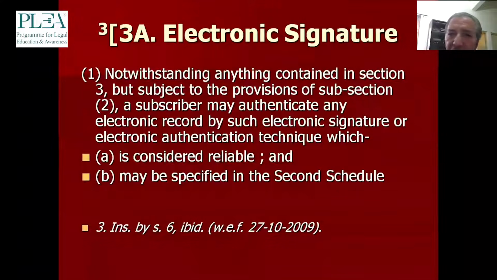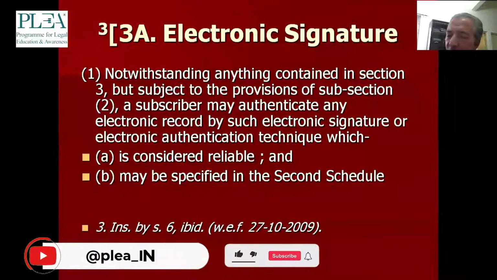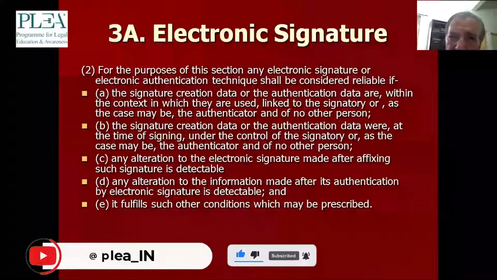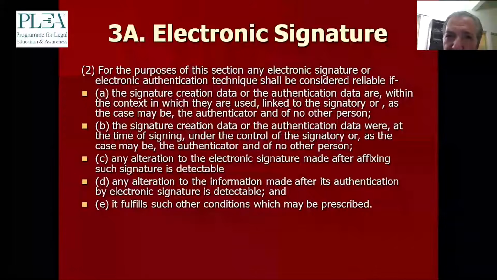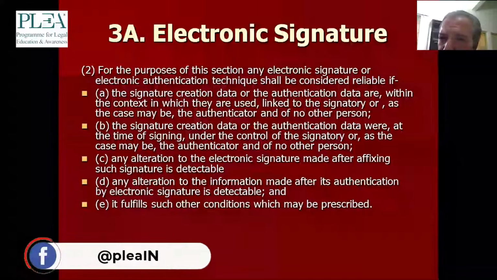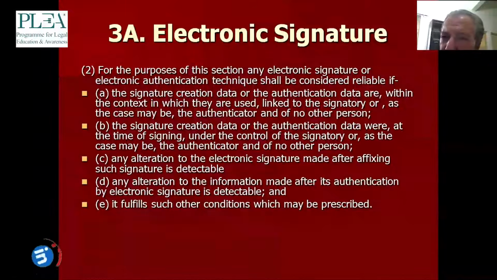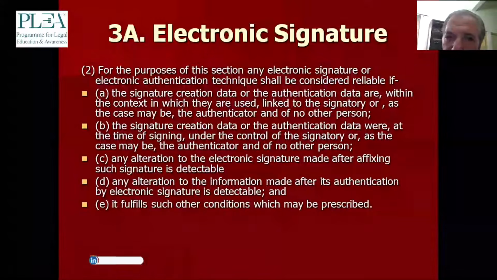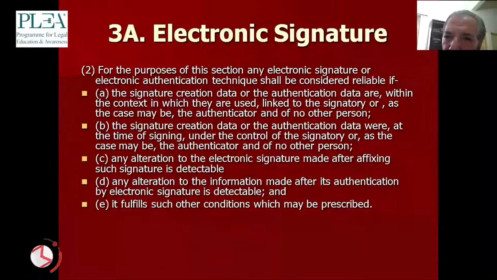Notwithstanding anything contained in section 3, but subject to the provisions of subsection 2, a subscriber may authenticate any electronic record by such electronic signature or electronic authentication technique which is considered reliable and may be specified in the second schedule. And the second schedule gives all the cryptographic algorithms that are valid or recognized in India. Then subsection 2 says, for the purposes of this section, any electronic signature or electronic authentication technique shall be considered reliable if the signature creation data or the authentication data are, within the context in which they are used, linked to the signatory or, as the case may be, the authenticator and to no other person.